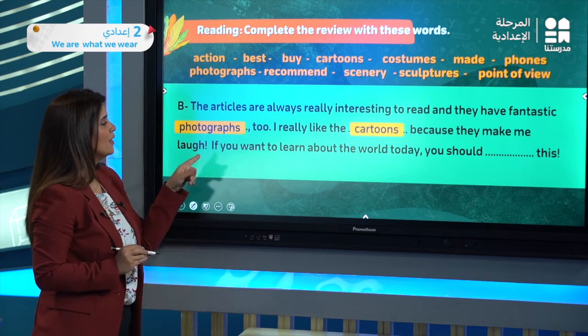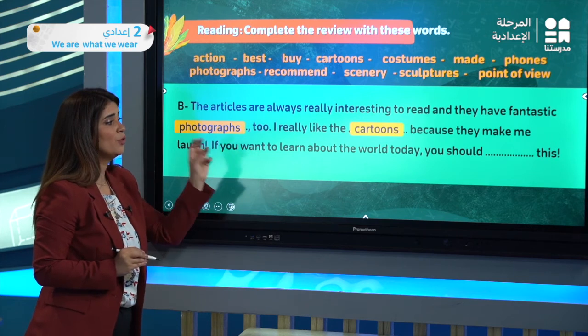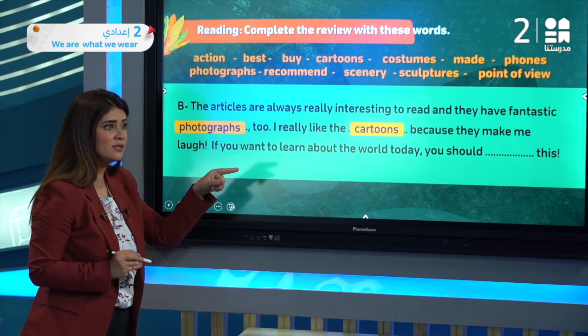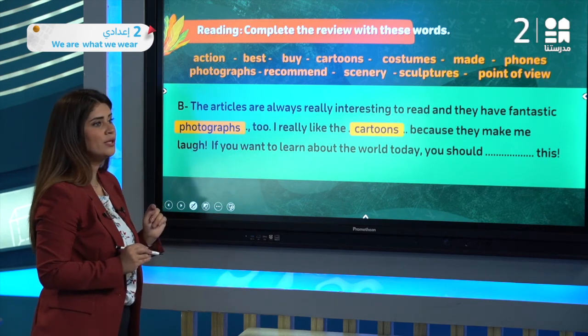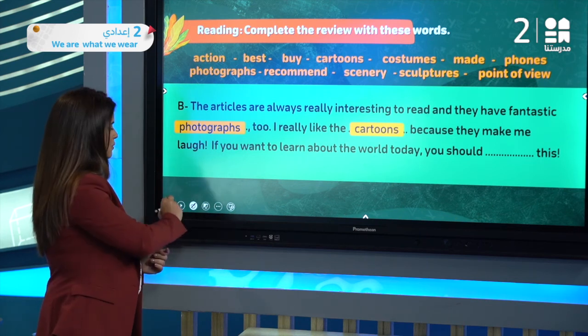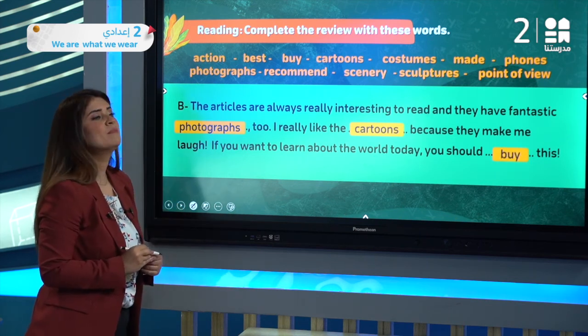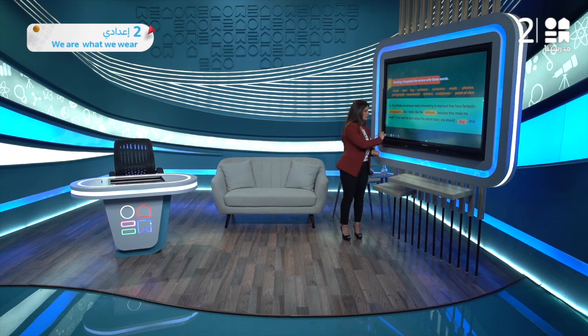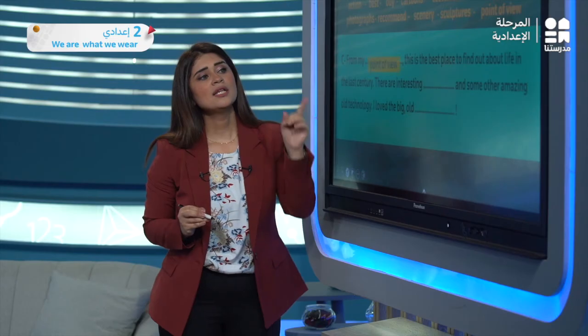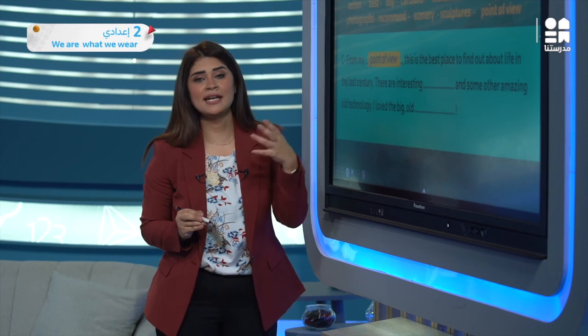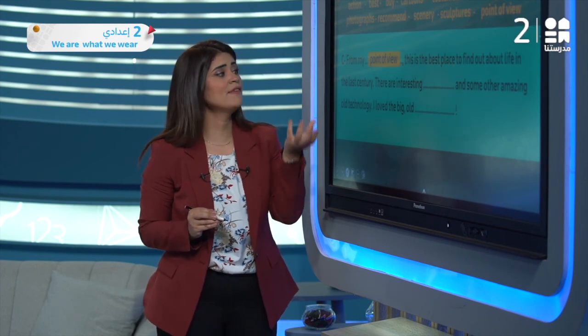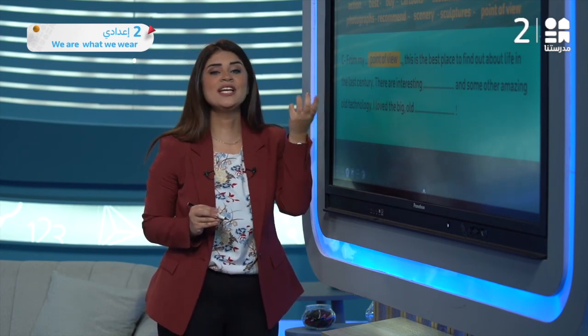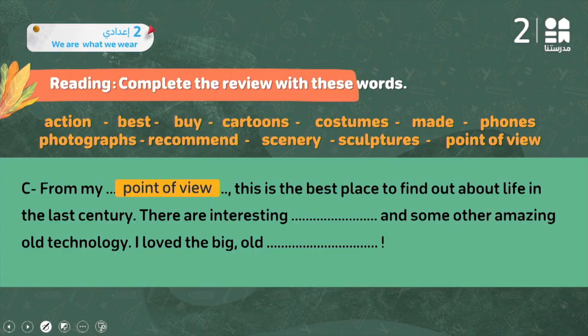Okay? Then, if you want to learn about the world today, you should buy this. What's the suitable word? Can you guess? It's buy this, to buy this. Okay. From my point of view, of course it's a phrase and we know it. From my, طبعا from my point of view, this is the best place to find out, يعني يكتشف, find out about life in the last century. Century, it means 100 years, يعني القرن.